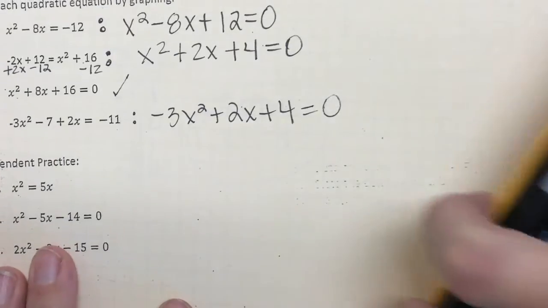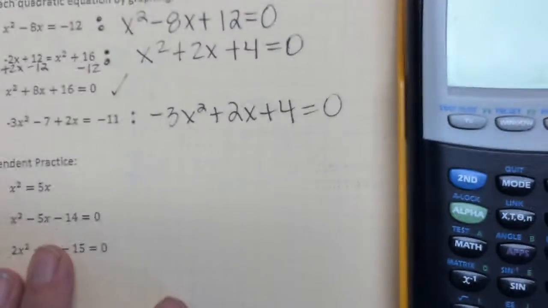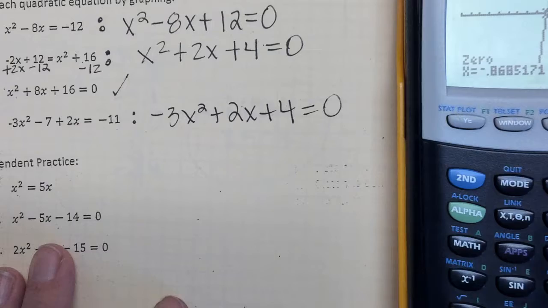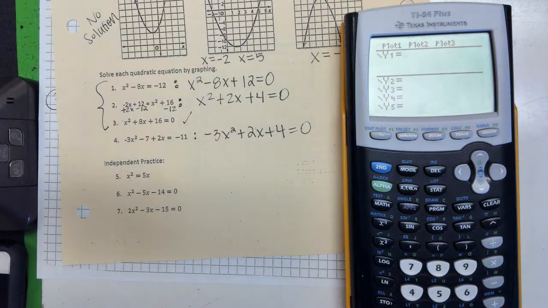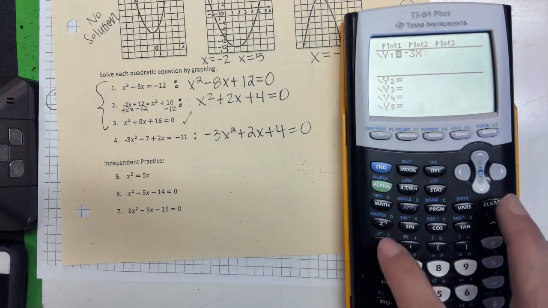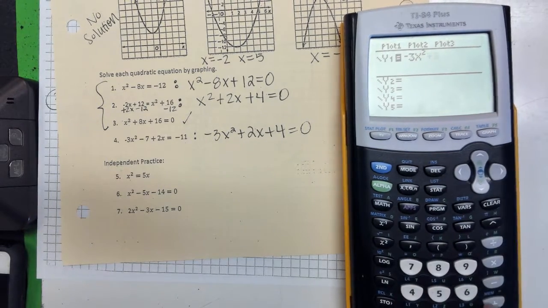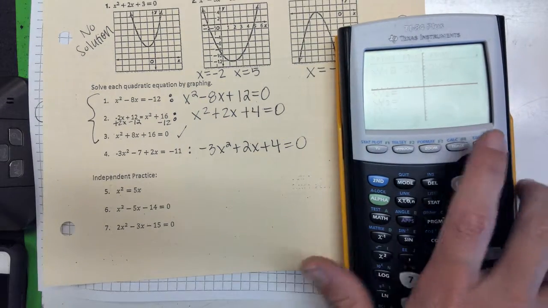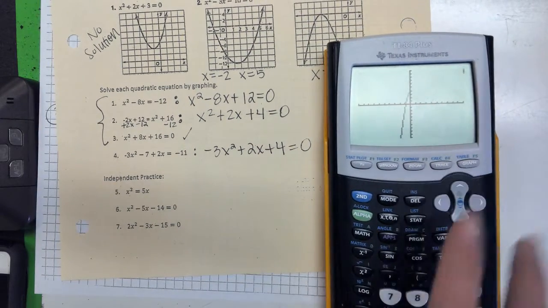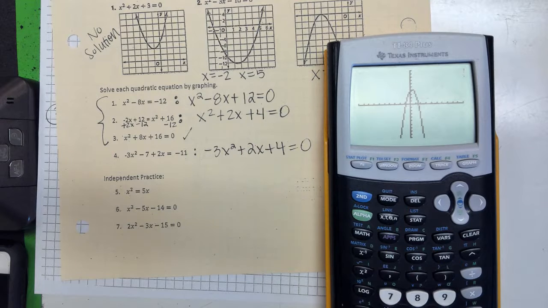Go ahead and hit y equals on your calculator. Y equals, clear that out. Whatever's in there, clear it out. So I'll type in negative 3x squared plus 2x plus 4. Hit graph. Make sure your graph looks like mine. Does everybody's look like that?